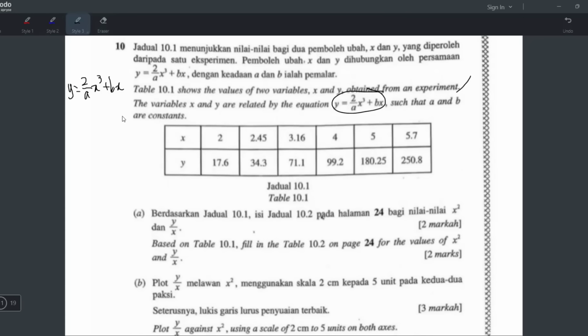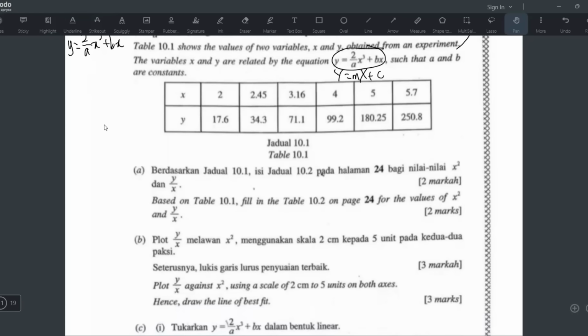Okay, I always do that first. So let's do that. So kena tukar jadi linear form, which is y equal mx plus c. Tapi macam mana tukar? Kita tengok apa dia punya y-axis and x-axis, right? And usually they will tell you in the soalan. So if you scroll down here, dia akan cakap plot y over x against x square.